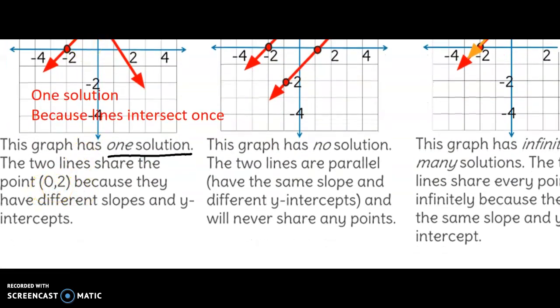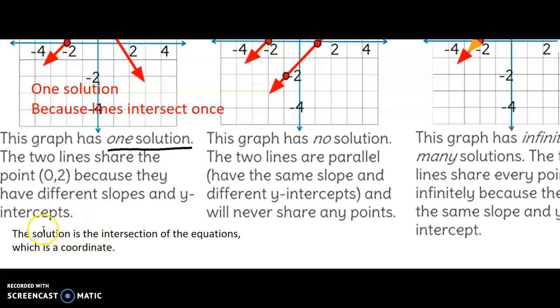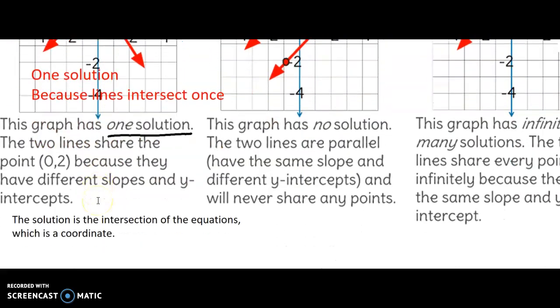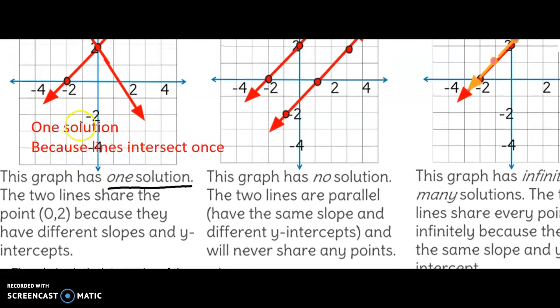It is important to note that the solution is a coordinate. So we're going to write that down. I went ahead and wrote that note down here. The solution is the intersection of the equations, which is a coordinate. So up here, (0, 2) is our coordinate. So here, this is one solution.